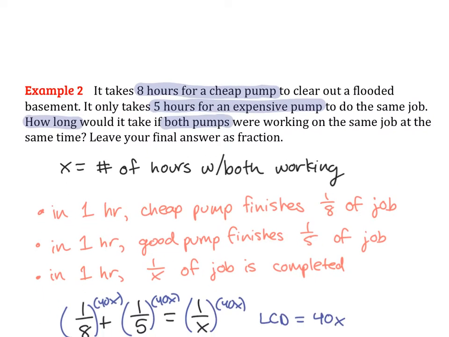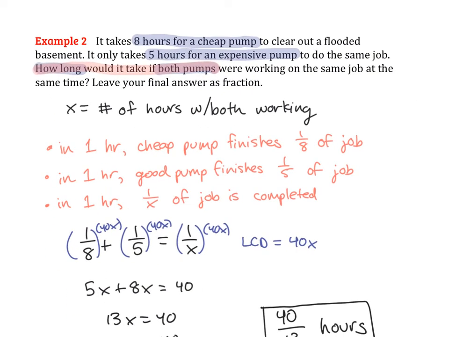So a little trick is your variables are always going to answer the question. So if I said, how long would it take? x should equal the number of hours with both pumps working. So if you need to know how to define your variable, look at the question. So x equals the number of hours with both working. So here's how you do these types of problems.